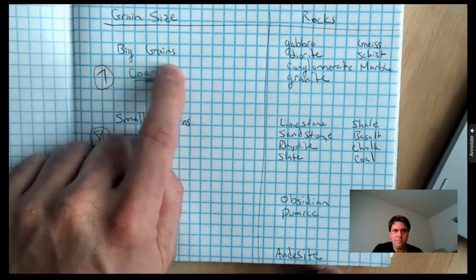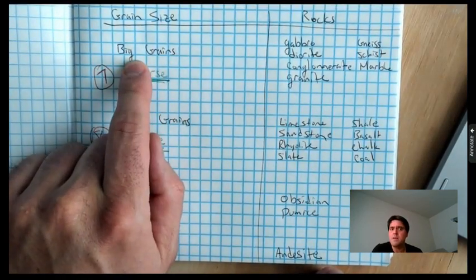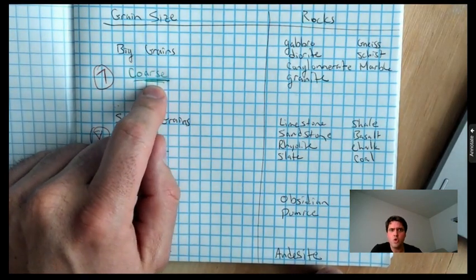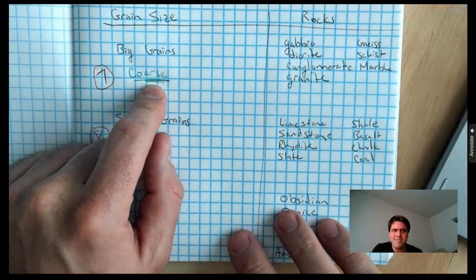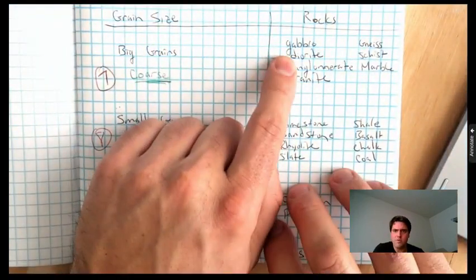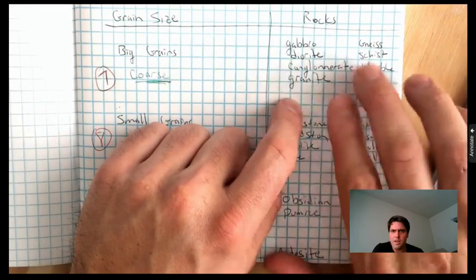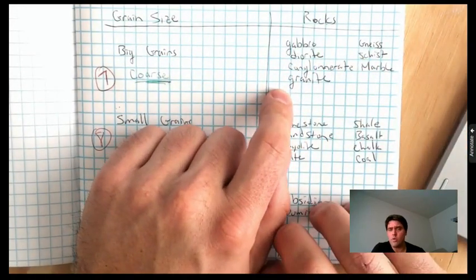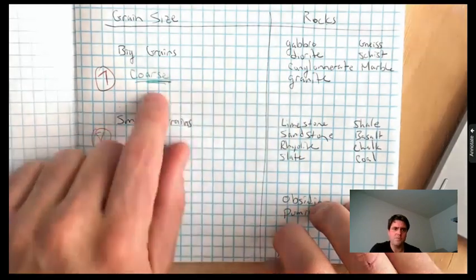One, big grains. These are things that are big enough to see with your eye. The science word for this is coarse, C-O-A-R-S-E, coarse grained rocks. And here's the list of coarse grained rocks: gabbro, diorite, conglomerate, granite, gneiss, schist, and marble. So you'll want all of these in there, and of course being able to recognize these rocks.